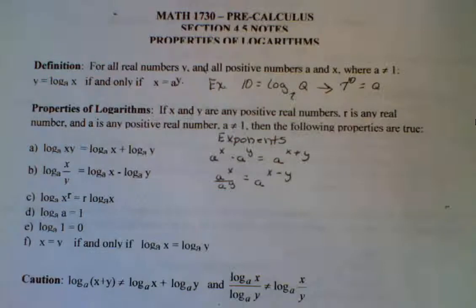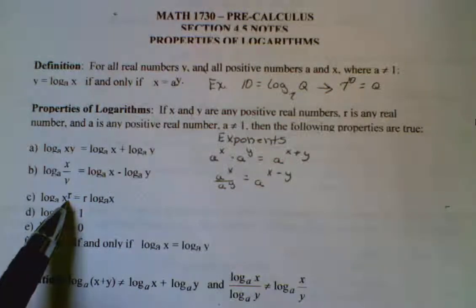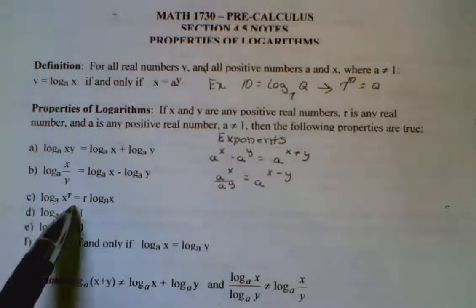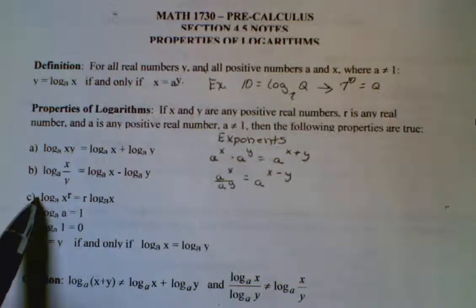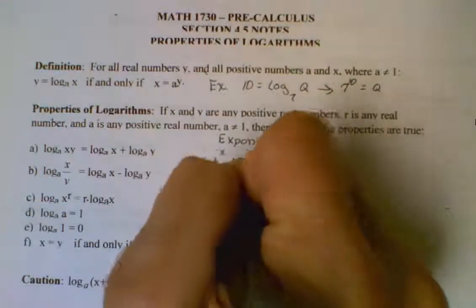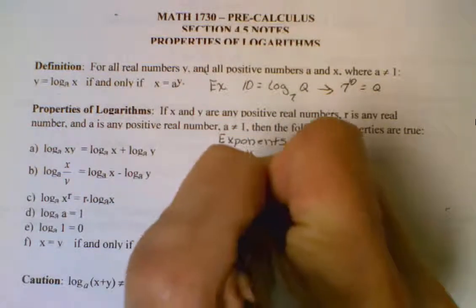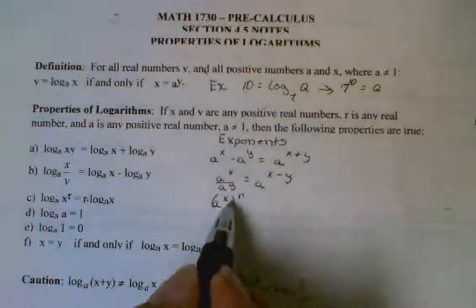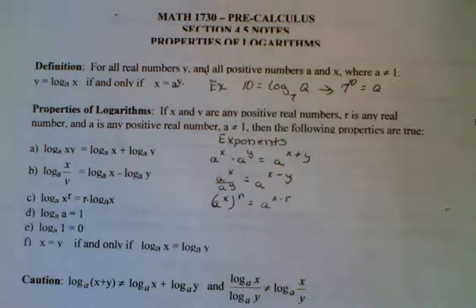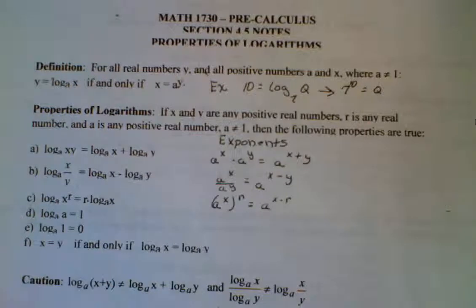Property C says log base a of x to a power r can be written as the power times log base a of x. What we usually say is if you have log of something to a power, you can bring the exponent out front, but you're bringing it out front to multiply it by the log, and that's based on the power rule for exponents. If you have something to a power, you multiply the exponents. Log base a of x is an exponent and r is an exponent, so you multiply them.